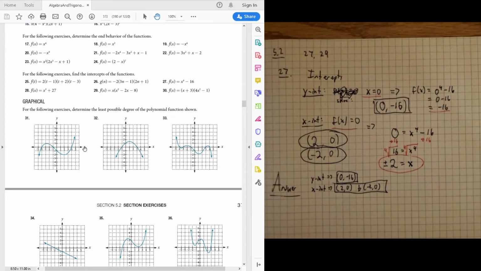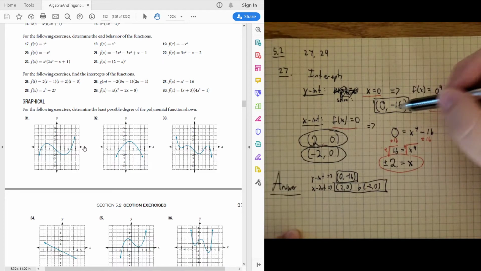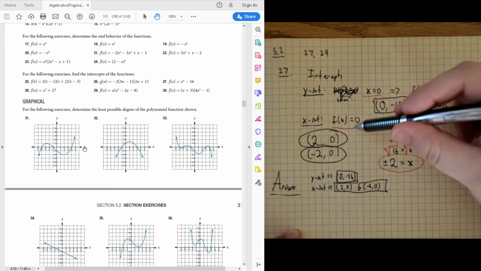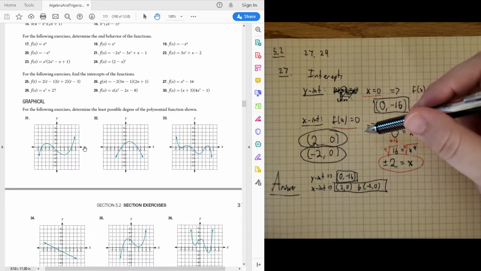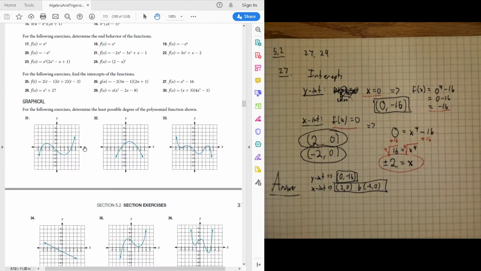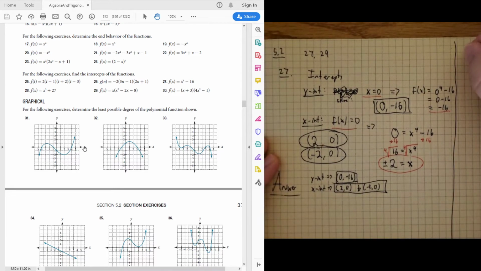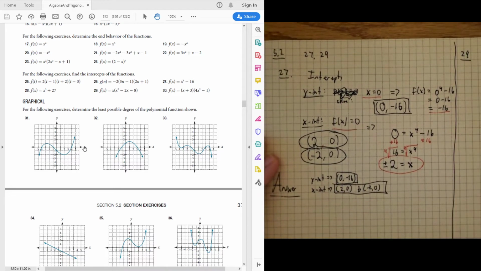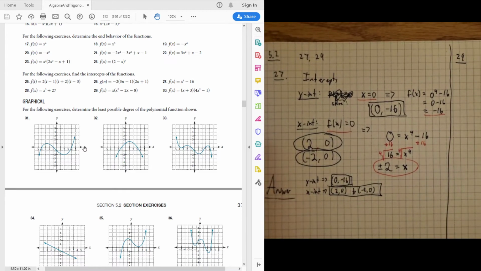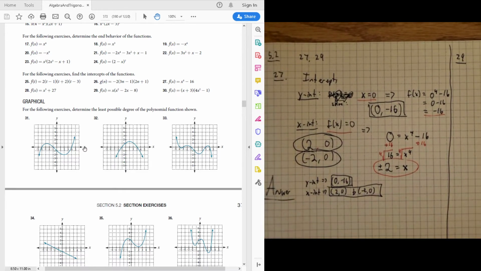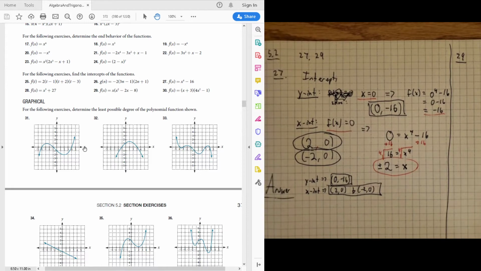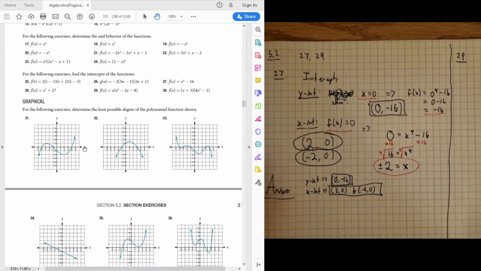Notice to find the intercepts, we basically split this problem into two parts. One piece where we have x equals 0 and then we solve. One piece where we have f of x, or as we typically call it, y, and set it equal to 0 and solve. So there's 27. Let's talk now about 29. 29 is going to be a very similar problem. It's in the same section. But unlike the last problem, it's going to have a little twist to it, in that we're going to have to use a theorem to get to the solution.